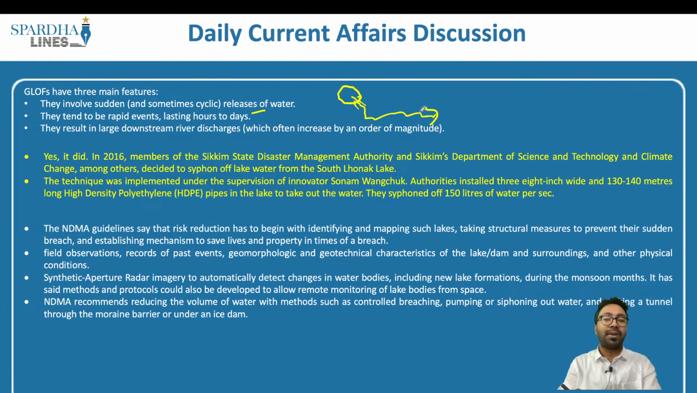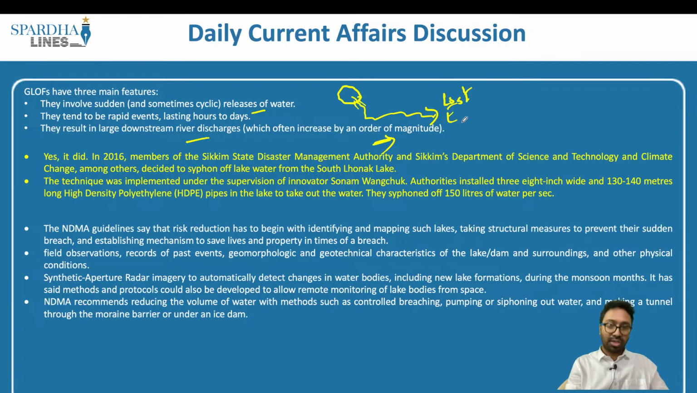They tend to be rapid events lasting hours to days. This is another feature. They result in large downstream river discharge, which often increases by an order of magnitude. Since there is a larger magnitude of release of water, all those people in the low-lying areas get impacted. So people have lost their lives. This is one of the disastrous consequences, and then there are economic losses as well, and at the same time there are also people who have lost their near and dear ones.